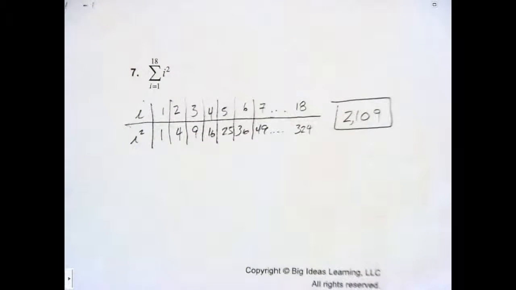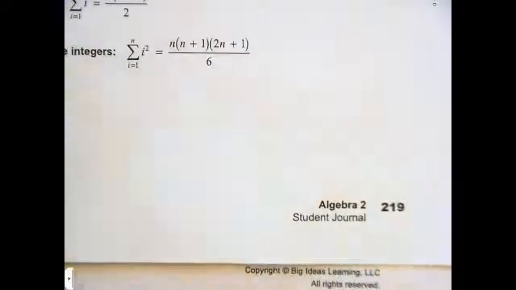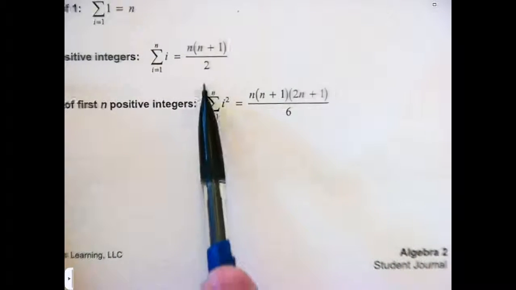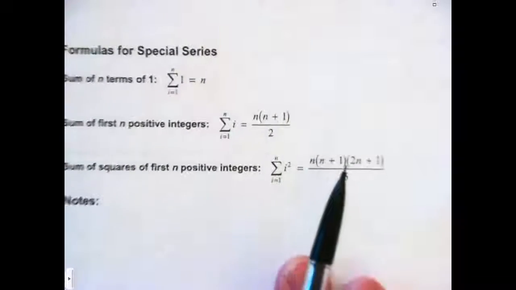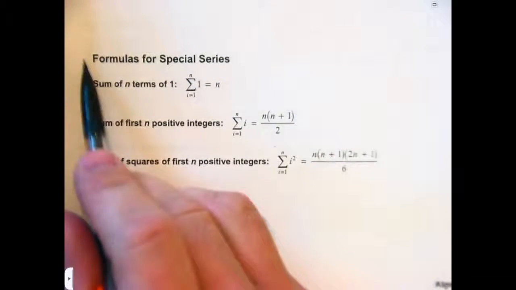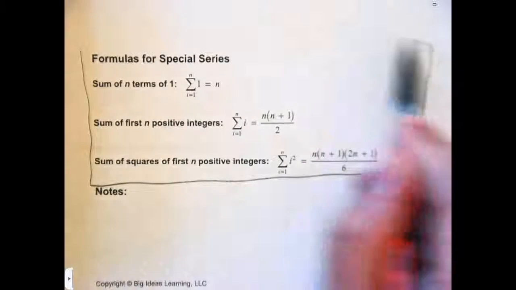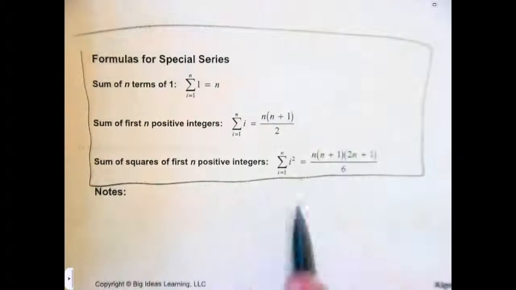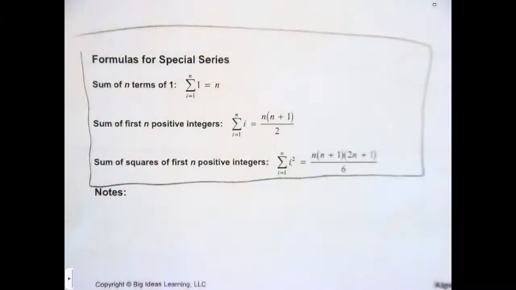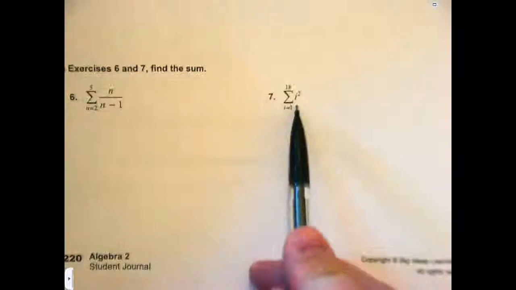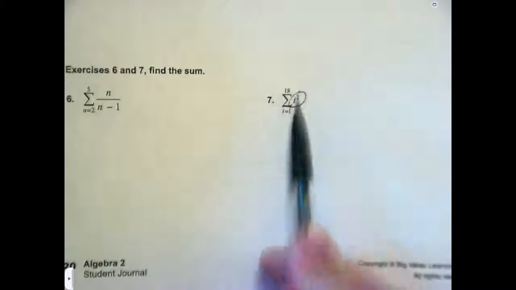It would be nice if they would give you a formula for that. In fact, if you look at the previous page, page 219, there is a formula right here. Wow. I know. Can you believe that? They have some formulas for special cases. So on that problem, it's i squared is our rule. Notice here, you look at that problem, there's that i squared.